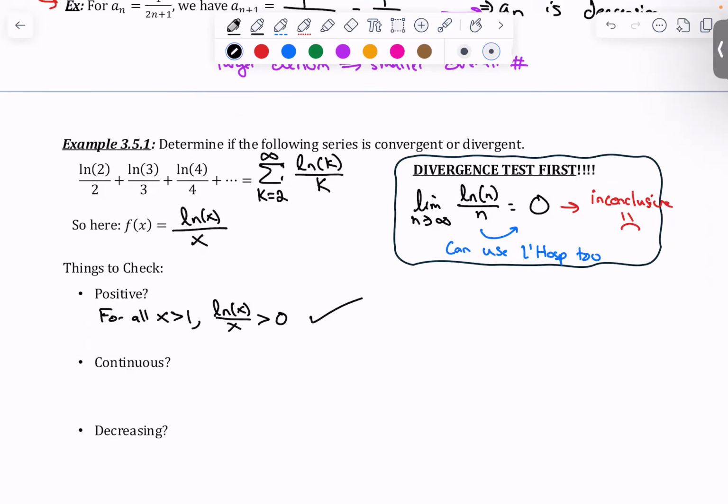Is it continuous? Remember that all of the functions that we learned about, every single one of them, are continuous on their domains. The domain of this function is all numbers strictly greater than 0. f of x equals ln of x over x is continuous on 0 to positive infinity.